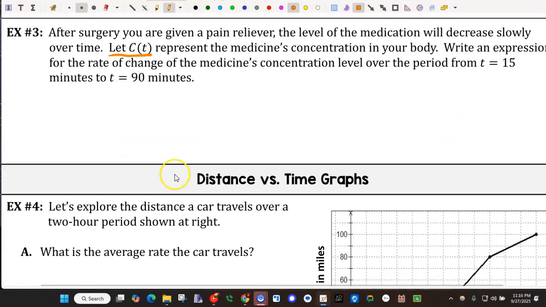So here's what we're going to do. We're going to say I know my average rate of change equals, I know the time. I know it's from 15 minutes to 90 minutes.